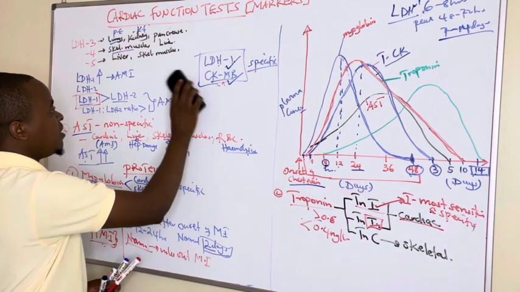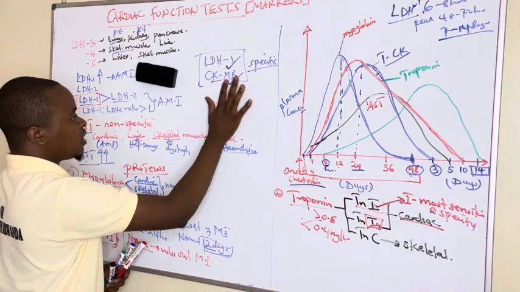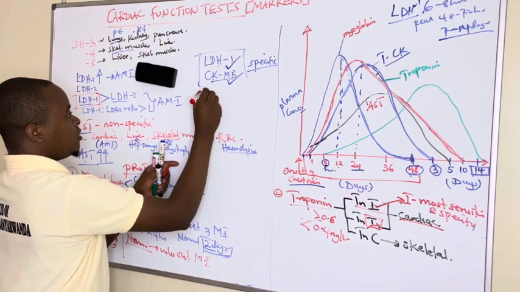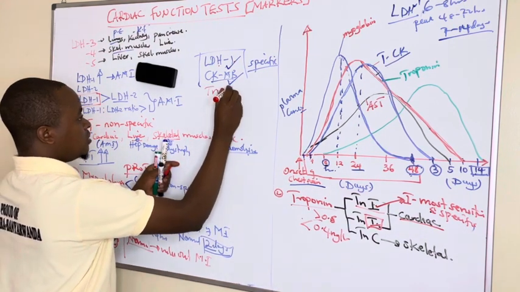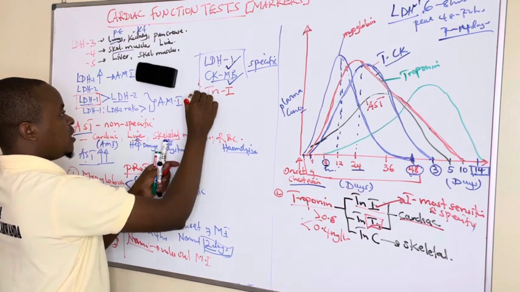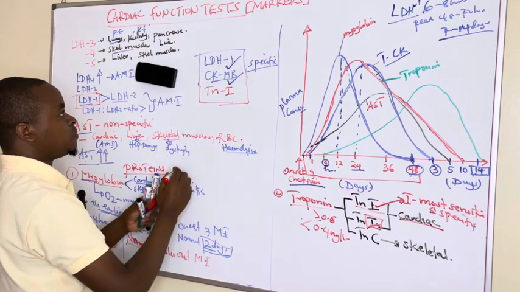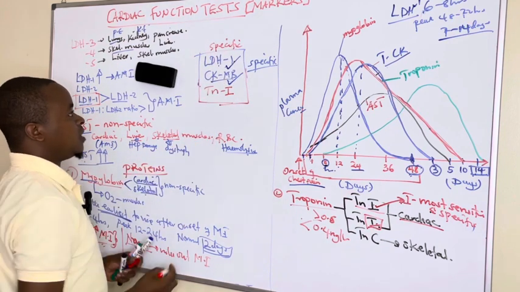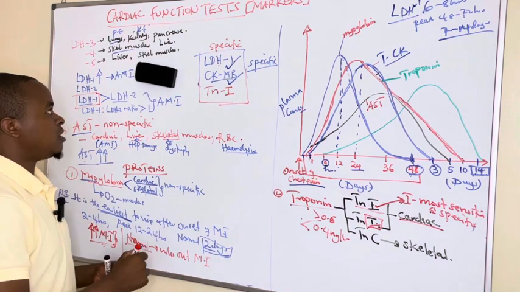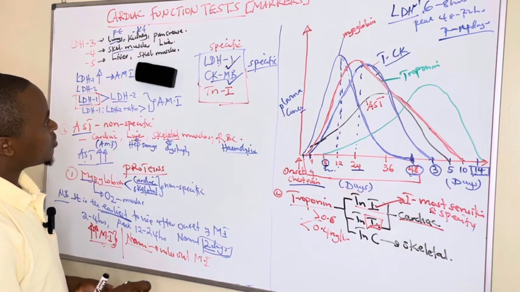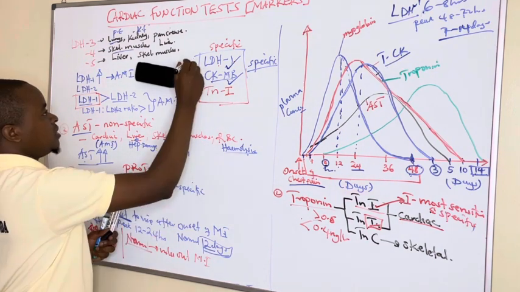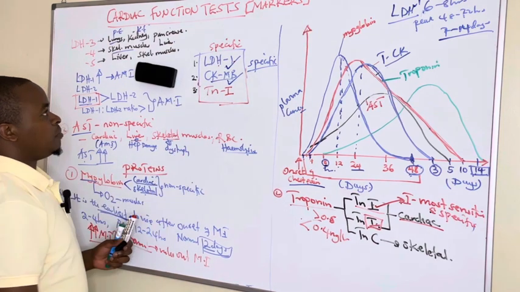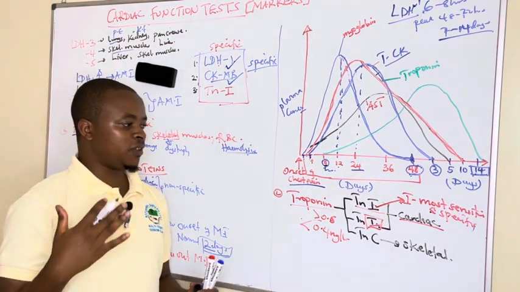So among the specific cardiac markers, I can also add troponin I. Troponin I is also specific. So these are the markers which are more sensitive and specific to the heart. Three of them: LDH1, CKMB, and troponin I being cardiac specific.